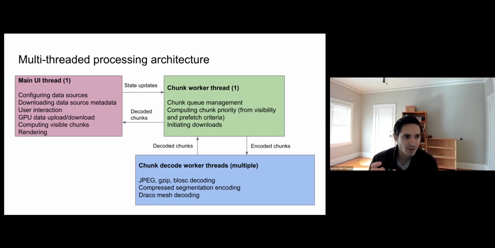where there's a corresponding object in the main UI thread and in the chunk worker thread. And so that does unfortunately introduce a lot of complexity to manage these coordinated states between the two threads. But that's difficult to avoid because of the constraint that all of the GPU interaction has to happen from the main UI thread.